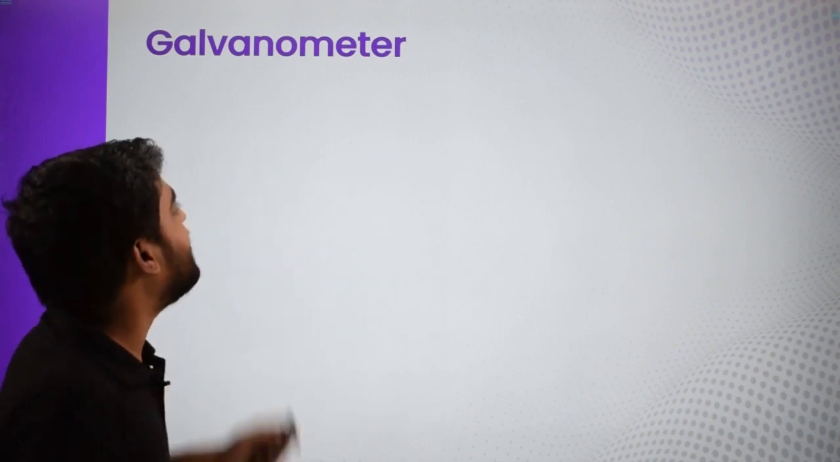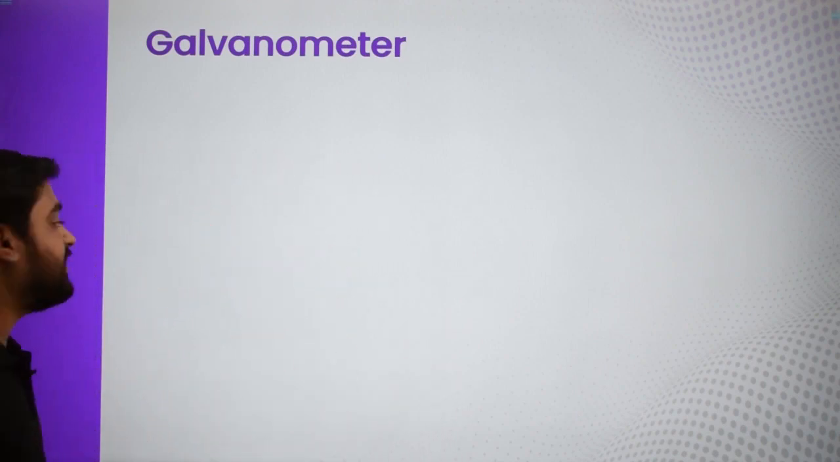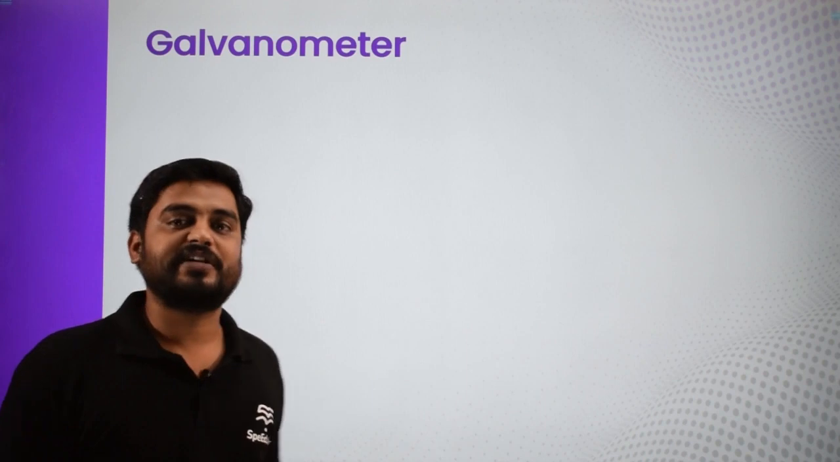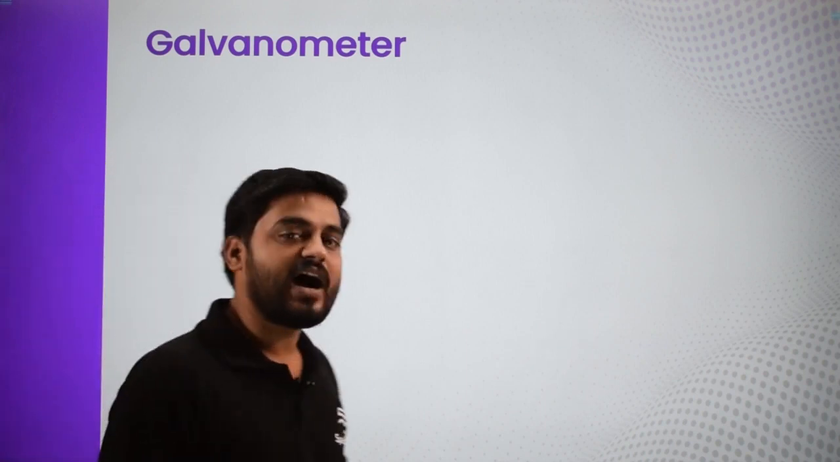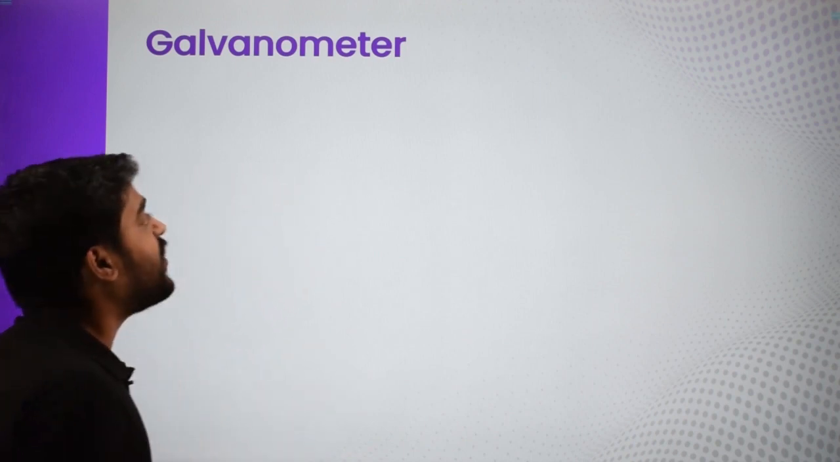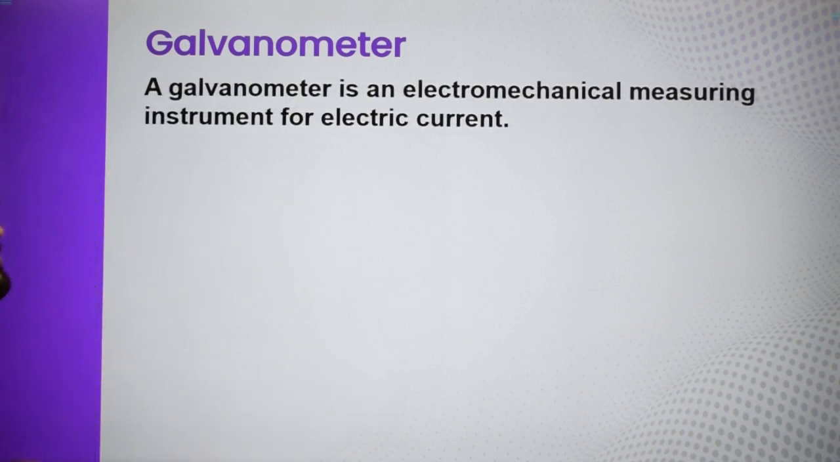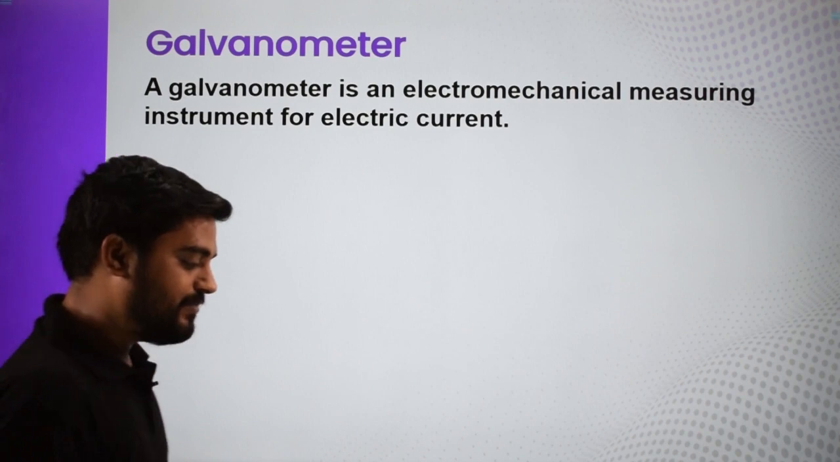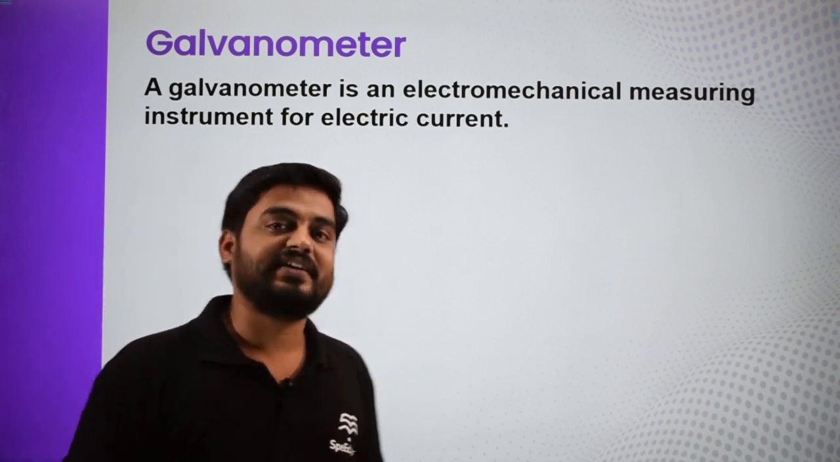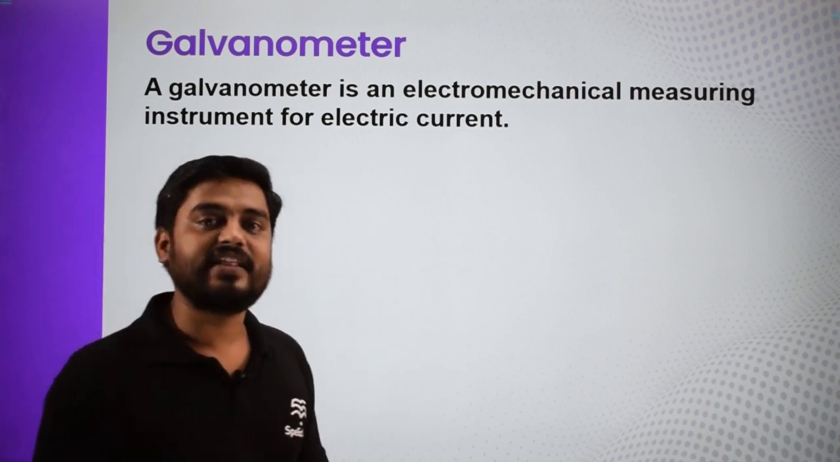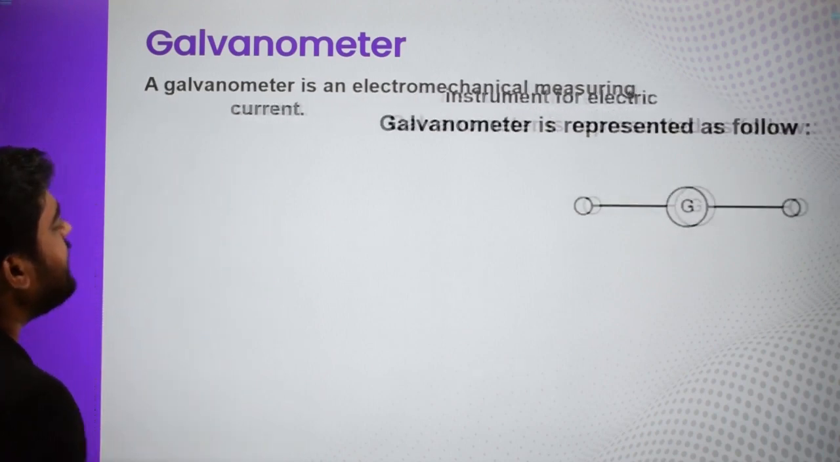Let us discuss our next electrical instrument, which is basically the galvanometer. We have already seen how to convert a galvanometer into a voltmeter and into an ammeter. But what is a galvanometer? A galvanometer is an electromechanical measuring instrument just for electric current. It measures the electric current, which we call Ig, the current in the galvanometer.